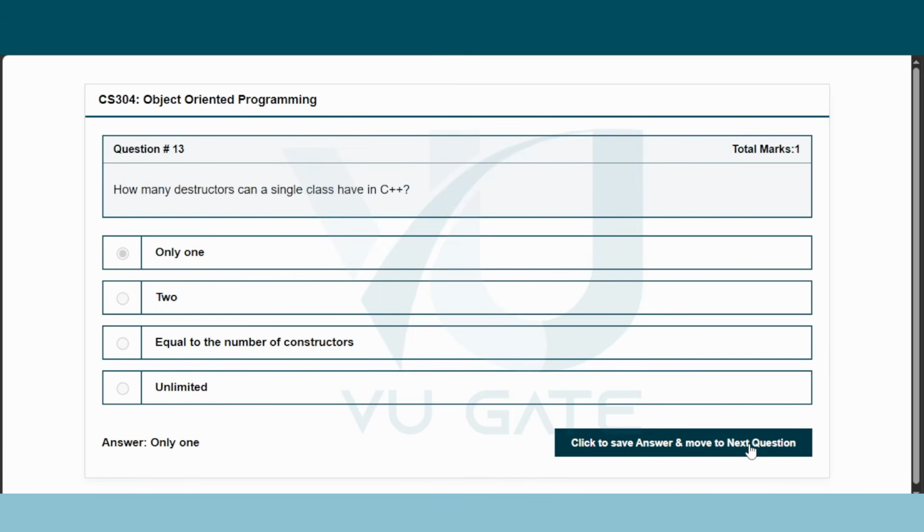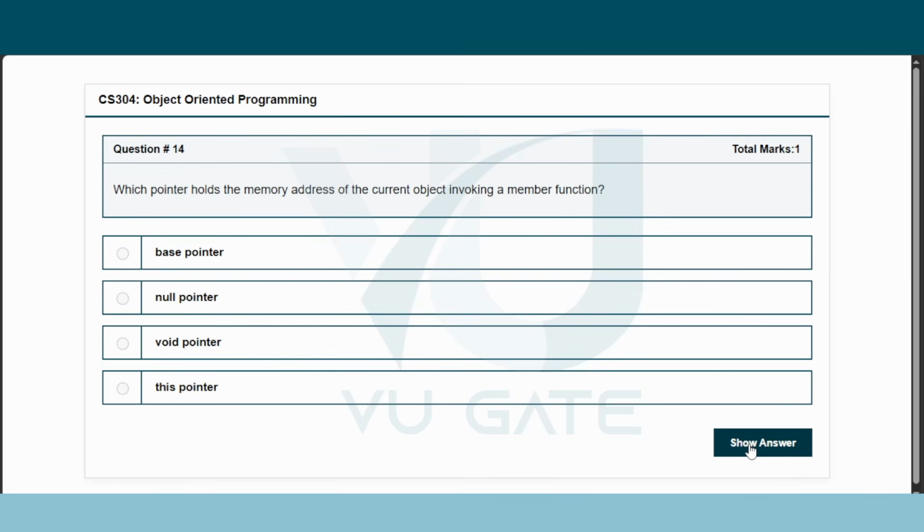Heading over to question 14. Which pointer holds the memory address of the current object invoking a member function? The correct answer is this pointer. Next is question 15. Allocating memory dynamically in C++ uses the blank operator. The correct answer is new.